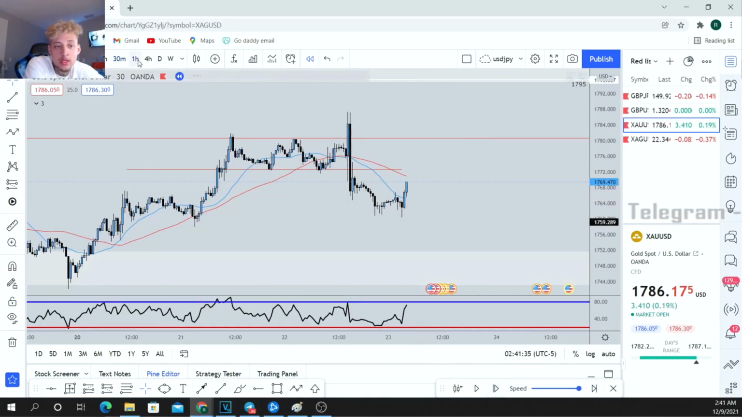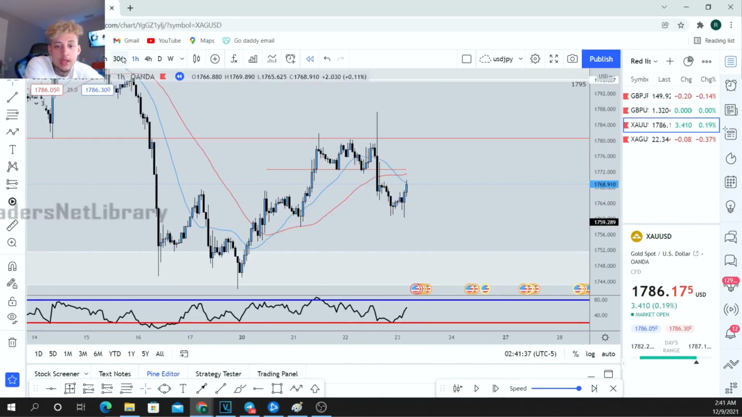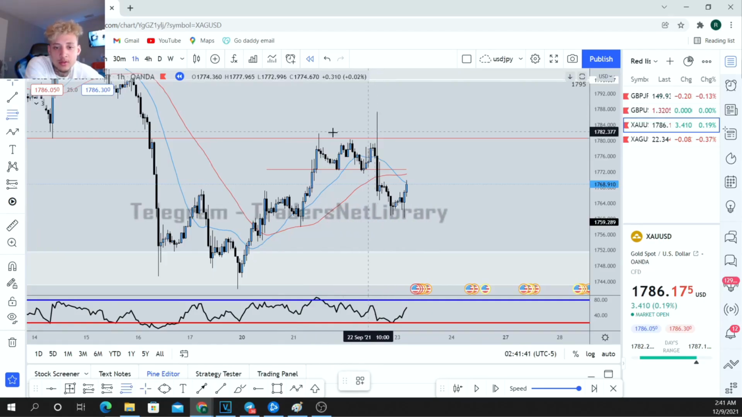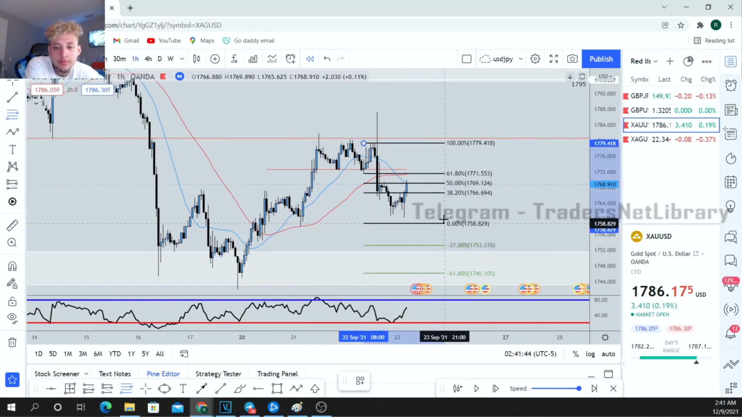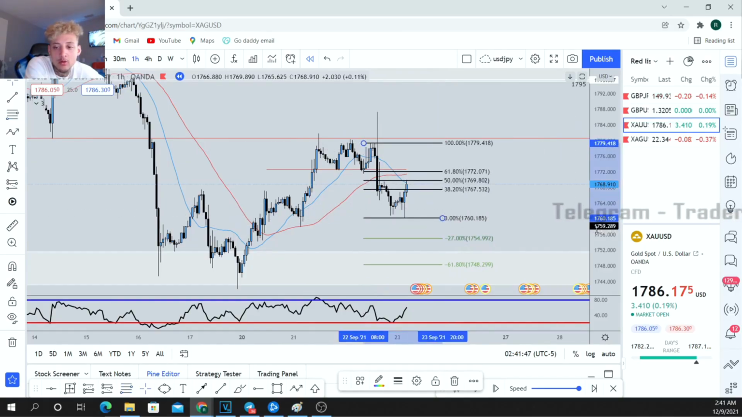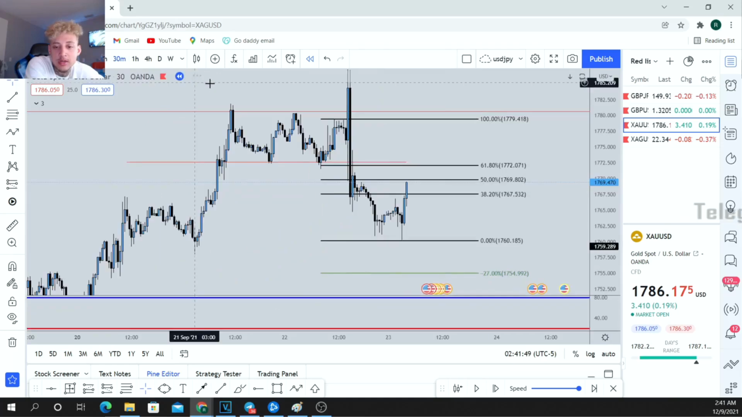Now we're talking, now we're actually starting to have a pullback. Pull back to the SMAs. You can even pull out a fib, but this is probably news. So I'm going to draw my fib from the high to the low. We've pulled back about 50%.